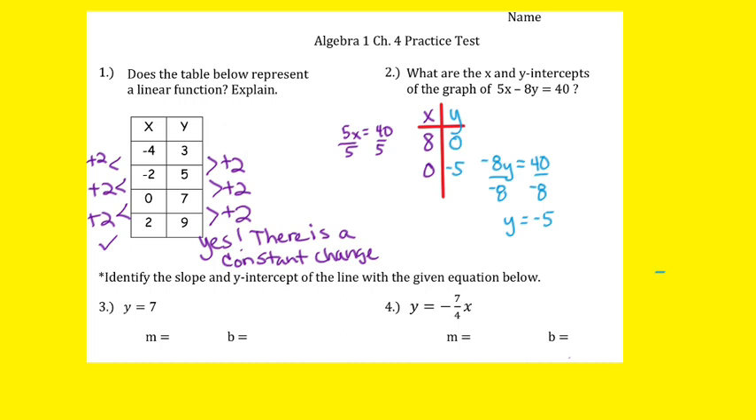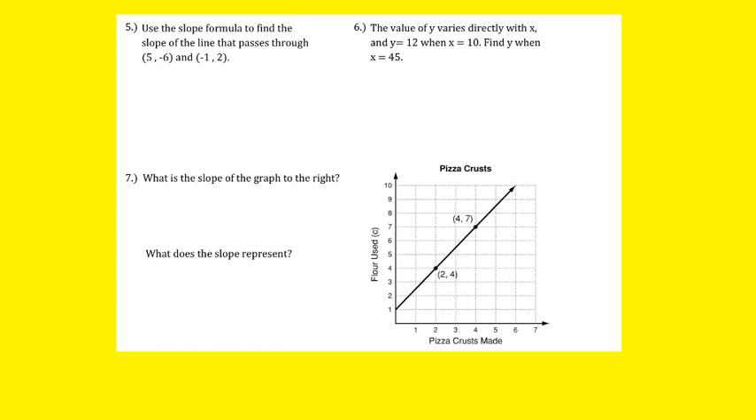On number 3 and 4, again, we're given a slope-intercept form, and we need to say the parts of it. So number 3, when y equals 7, that's a 0 slope, and the y-intercept is 7, because all the y values are 7. And number 4, I have no y-intercept. Instead, I just have a slope of -7/4. Number 5 asks us to practice the slope formula, so I'm going to go ahead and do that again.